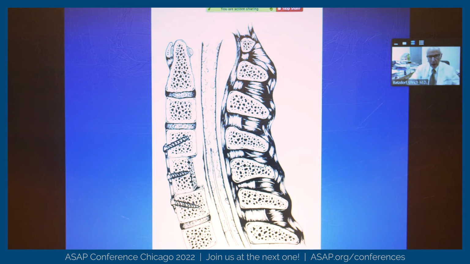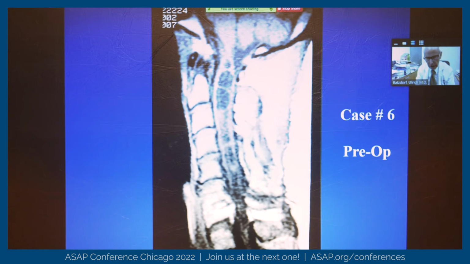Next. And the correction of this will allow the syrinx cavity to collapse. As the artist has shown here, it doesn't disappear completely, but it becomes much smaller and no longer exerts pressure on the spinal cord. Next. Here is an actual case.